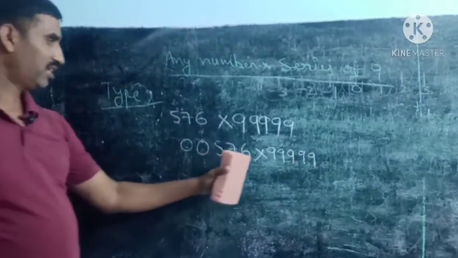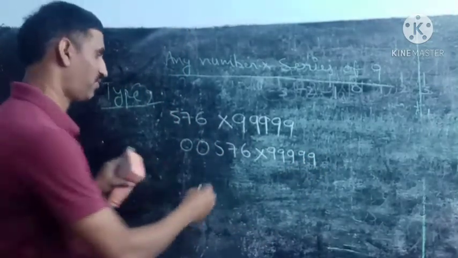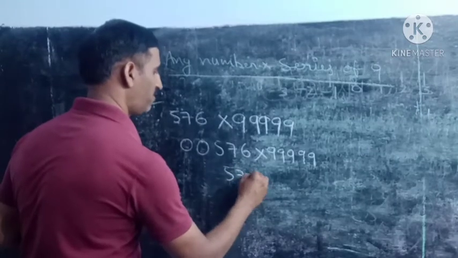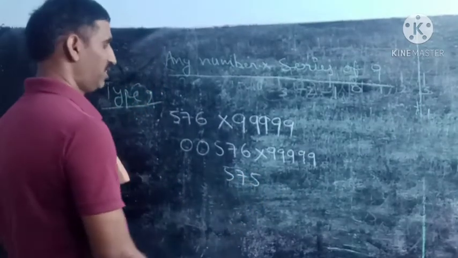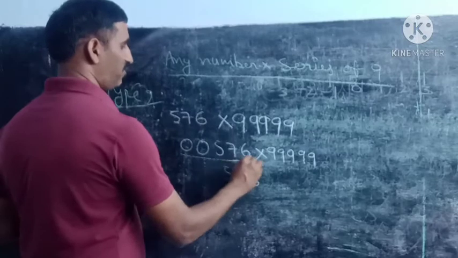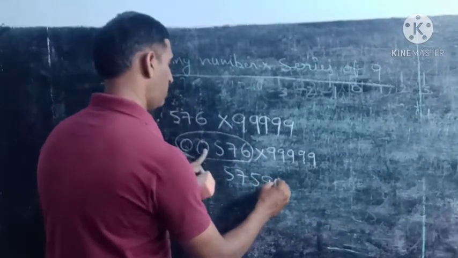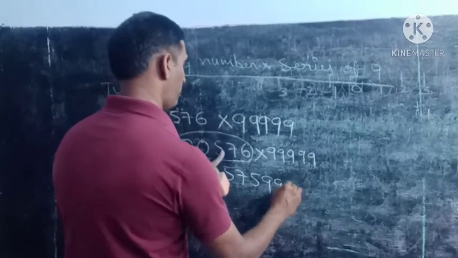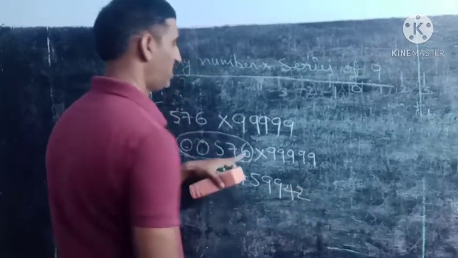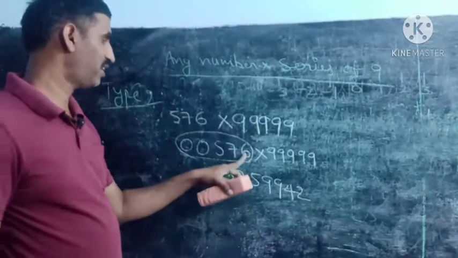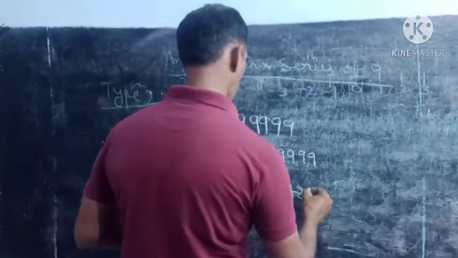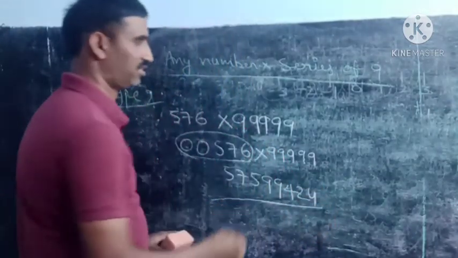So first, the number, subtract 1. For 576 minus 1 you will get 575. Next, write the complement of this. 9 minus 0 is 9. 9 minus 0 is 9. 9 minus 5 is 4. 9 minus 7 is 2. The last digit must be subtracted from 10. 10 minus 6 is 4. This is the answer.